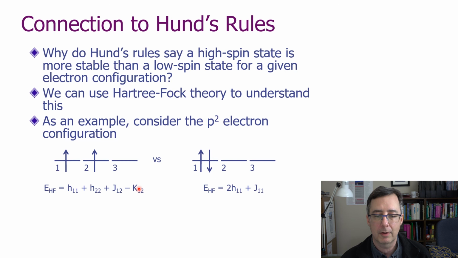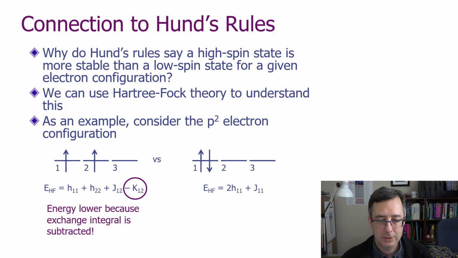But this one definitely has a stabilizing K term. These K integrals and J integrals are either zero or positive numbers. So the fact that this is minus means this is stabilizing. It drives the energy down. This guy doesn't have that minus K term. And as long as that K term isn't negligibly small, we would expect that the configuration on the left is going to have a lower energy. And it typically does. And that's where Hund's rule comes from. Cool. Okay, so the energy is lower because I subtract an exchange integral. And that K12 is a positive number that I subtract.